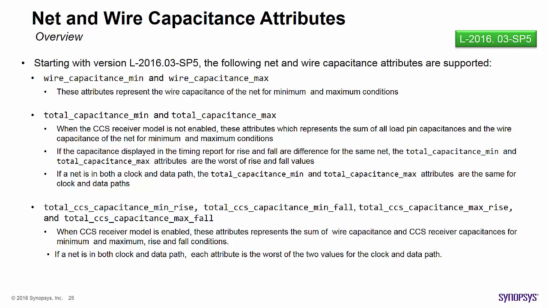Total CCS capacitance min rise fall, total CCS capacitance max rise and fall. When CCS ratio model is enabled, these attributes represent the sum of wire capacitance and the CCS receiver capacitance for minimum and maximum rise and fall conditions. If a net is in both clock and data path, each attribute is the worst of the two values of the clock and data path.